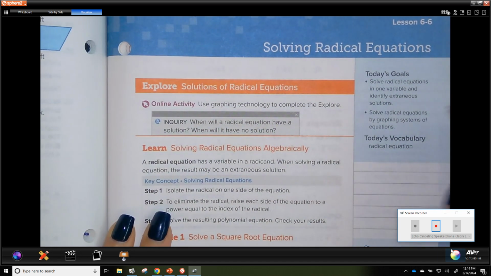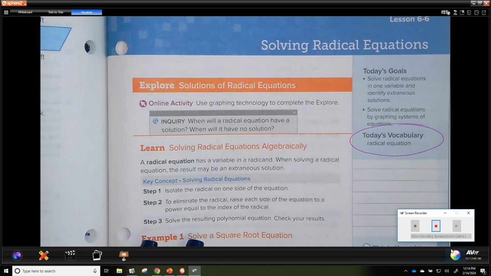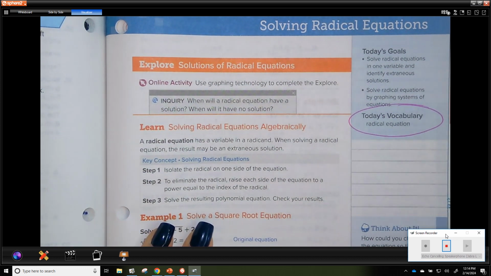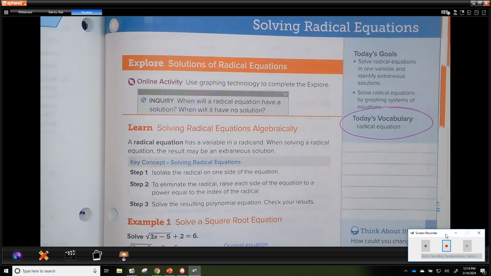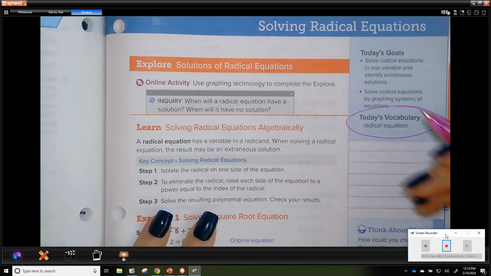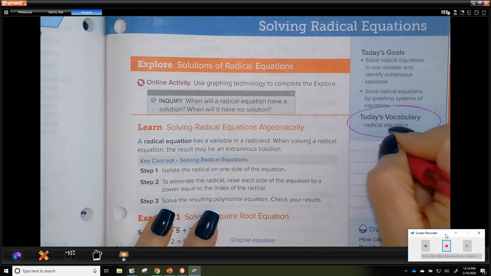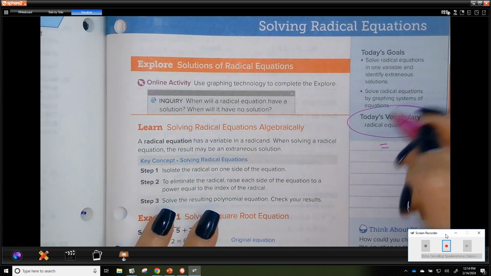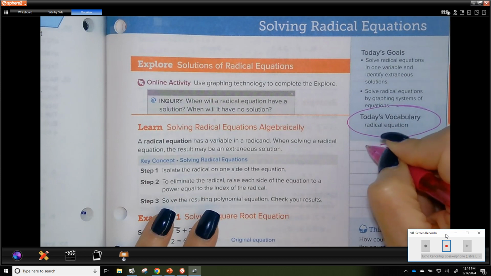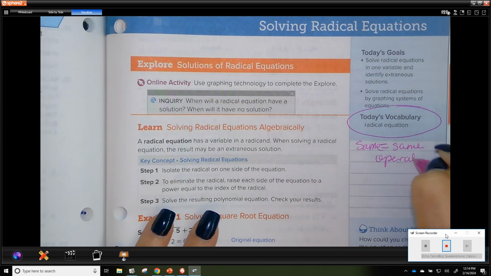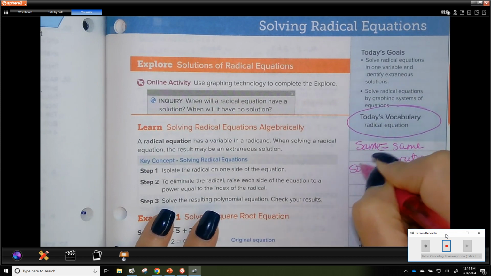So today you only have one vocabulary phrase, radical equation, as compared to a radical expression. Radical expressions is what we were simplifying in 6.5. But a radical equation means we have an equal sign. And you've got to remember when you have an equal sign that you do the same operations to both sides. Okay? And you're going to solve for a variable.